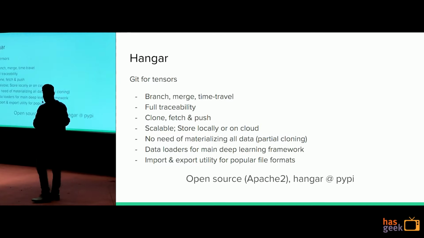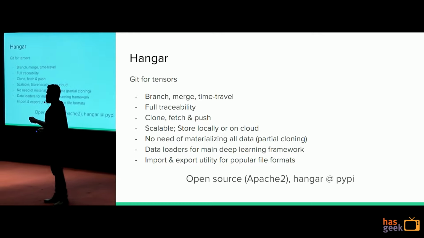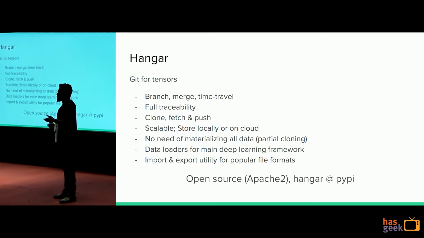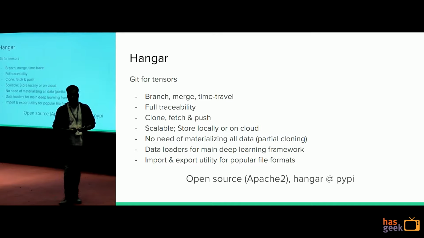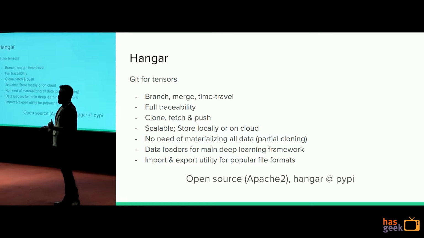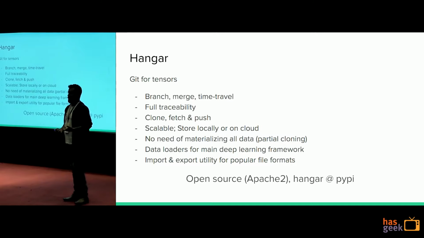Hangar is open source, Apache 2 licensed. You can pip install Hangar, and you can basically do branching, time travel, push data to it, pull data from it. A couple of problems that we have when we deal with data: you probably have 15-20 TB of data, and you don't need that on your laptop to prototype a model, but you essentially end up downloading the whole 15 TB because there's no other way.